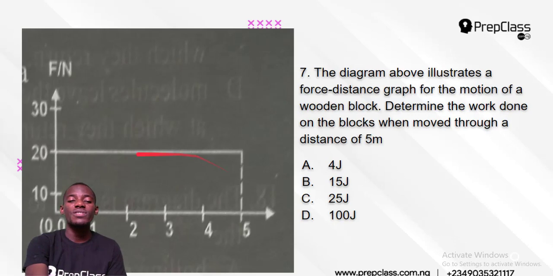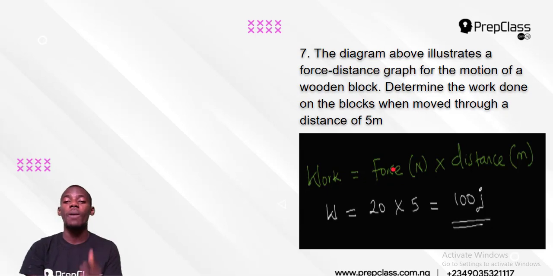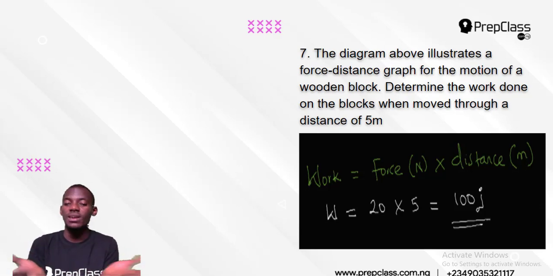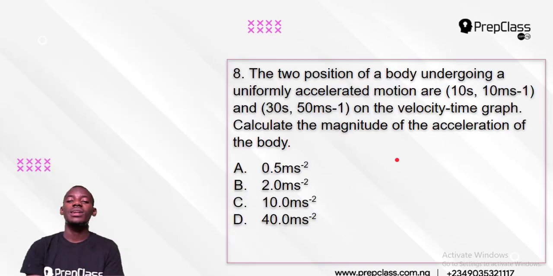And now what's my force here? 20. What's my distance here? 5. So my work will now become force 20, distance 5, and my work will become 100 joule. Full stop. Very easy. And that is just it. That is the answer for number 7, 100 joule. Now let's check out number 8.